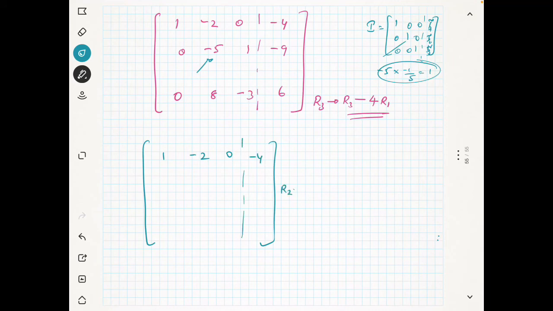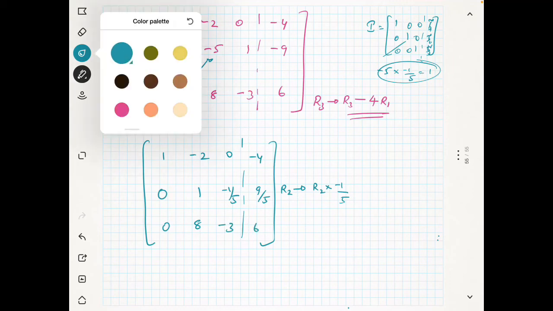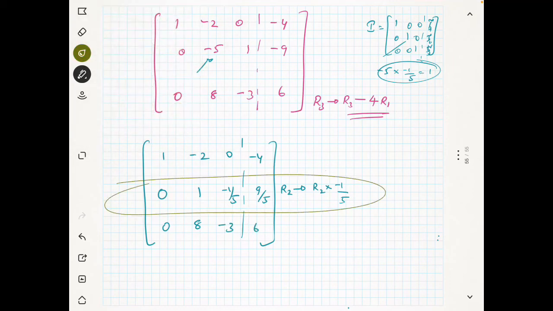Then I will change my row 2 as row 2. I will multiply with minus 1 by 5. So, if I multiply with 0, there is no change. But minus 1 by 5 into minus 5, it becomes 1. And this becomes minus 1 by 5, right? And this becomes, minus 9 into minus 1 by 5, it becomes 9 by 5. Okay, and here there is no change. I am not going to change anything. 0, 8, minus 3 and 6. So, I have changed only here.